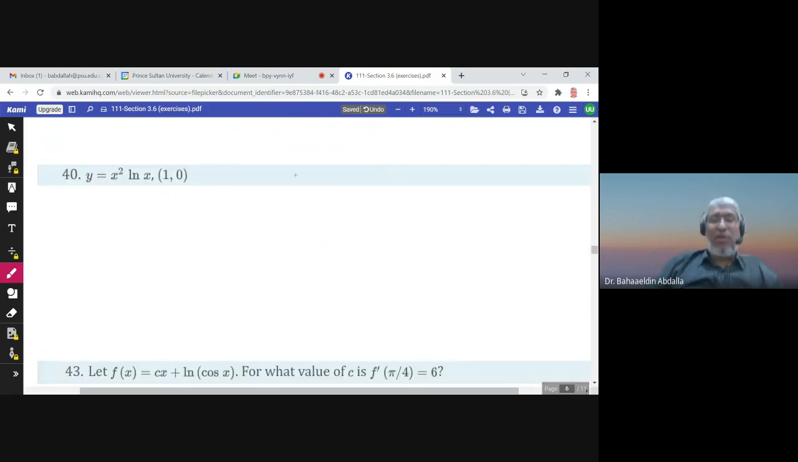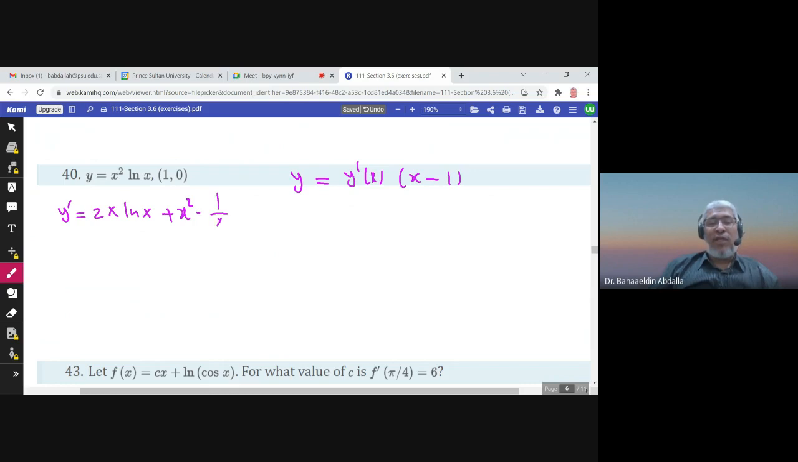Same question. The equation of the tangent line is y minus 0 equals y prime at 1 times x minus 1, x0, which is 1. Okay, I need to find y prime of 1. So let us find y prime. This is a product. Derivative of x squared is 2x times ln x plus x squared.